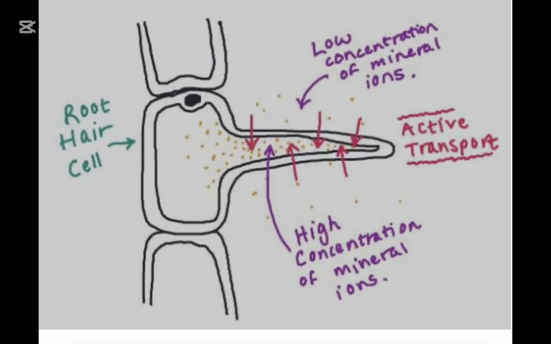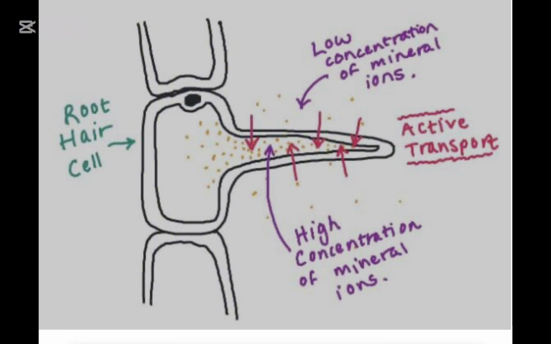You can see that within the cell, there is a high concentration of mineral ions, and outside the cell there is a low concentration of mineral ions. So the purple arrows show that a low concentration of mineral ions is present outside the root hair cells, and a high concentration of mineral ions is present in the root hair cells. Now, the process by which mineral ions enter the root hair cells is by what process? Active transport, and this process requires energy.